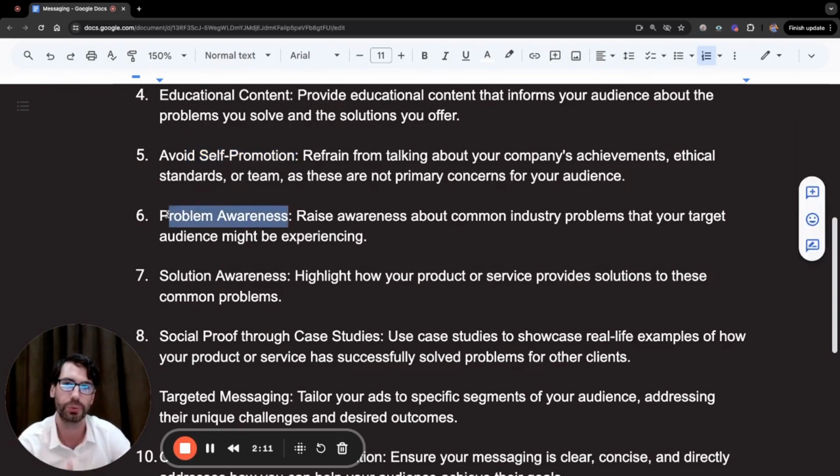Point 6, which is problem awareness. Raise awareness about common industry problems that your target audience might be experiencing. A lot of the time, people don't really realize that the problem they have can be overcome by a software. They don't realize that there's a solution out there that can save people, even if it's a few hours a week, that someone's going to pay for that. And they mightn't even be aware that there's a solution.